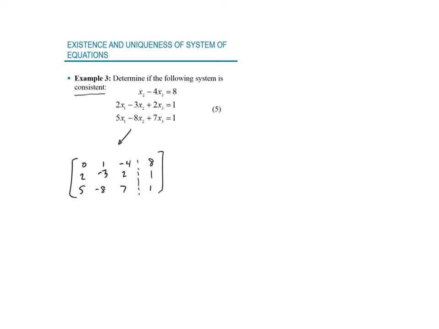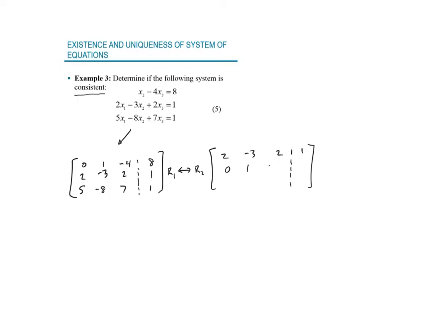Now let's go through some row operations. All right, and the first one I want to do is a pretty simple one. I want to take row 1 and row 2, flip-flop them. 2, -3, 2, 1.